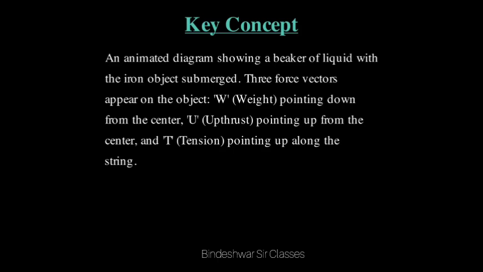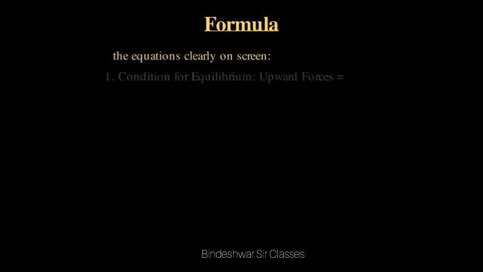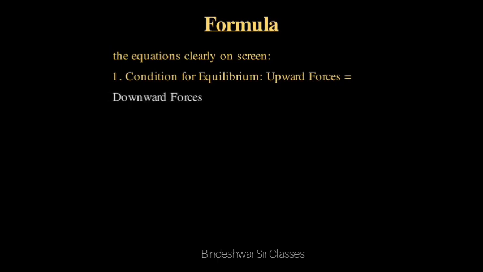Since the object is stationary, it's in equilibrium. This means all the upward forces must exactly balance the downward force. So, the tension plus the upthrust must equal the weight of the object. Based on our understanding of the forces in equilibrium, we can write down our main formula. The total upward force equals the total downward force. So T plus U equals W.